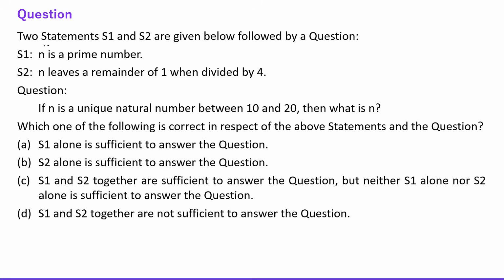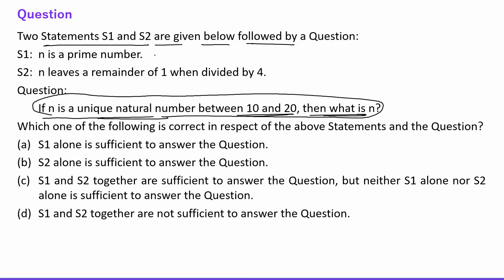Next question says, two statements S1 and S2 are given below followed by a question. Just read the question. If n is a unique natural number between 10 and 20, then what is n? First statement, n is a prime number. So prime numbers are what? Prime numbers are 2, 3, 5, 7, 11, 13, 17, 19, 23 and so on. So from statement number 1 alone, we are not able to find the number.